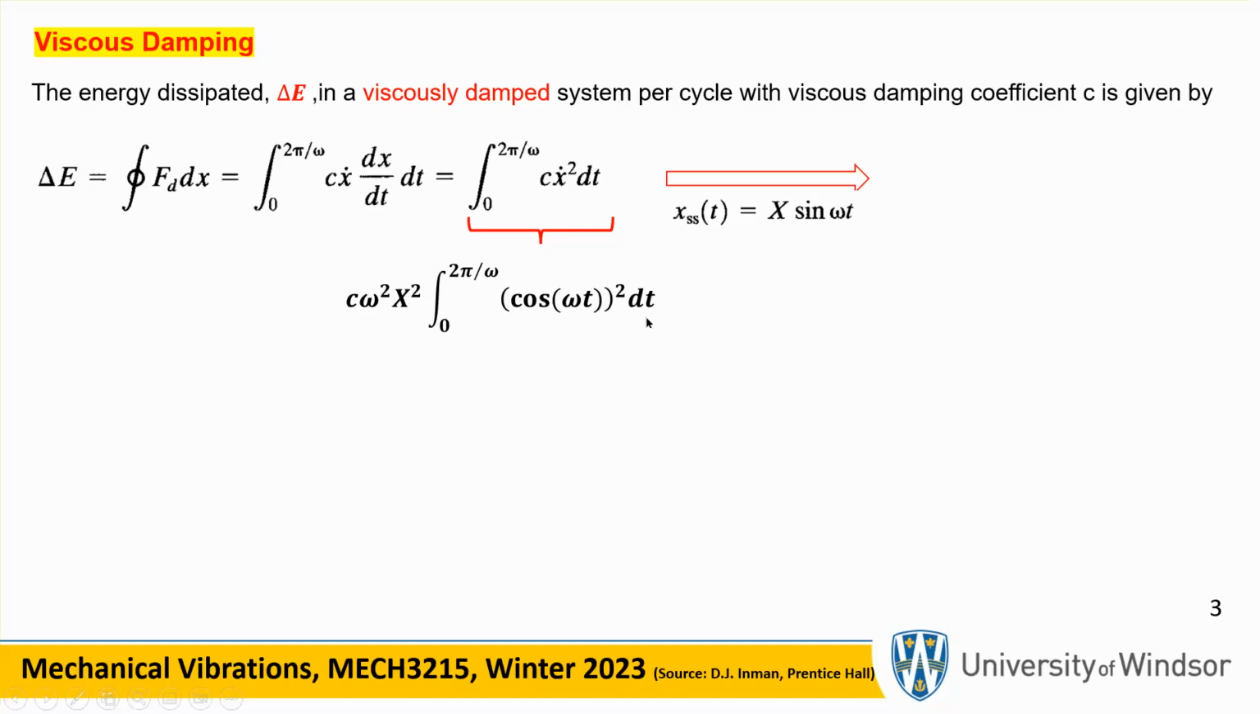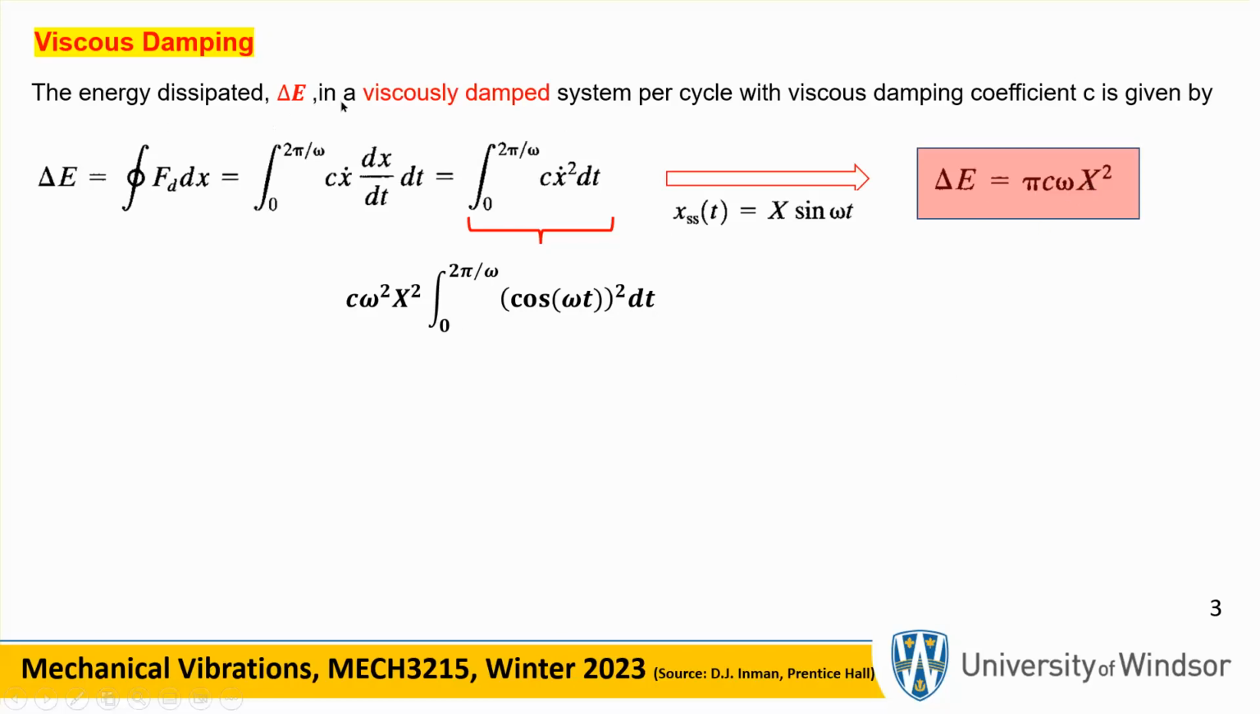Now, this is the kind of thing that you did in your calculus class. Use the half angle formula to write this thing in terms of cosine of 2 omega t, or check it out in a table of integrals and work it out. This thing will come out to be pi c omega, the frequency of the applied load, times the amplitude of the motion, x squared.